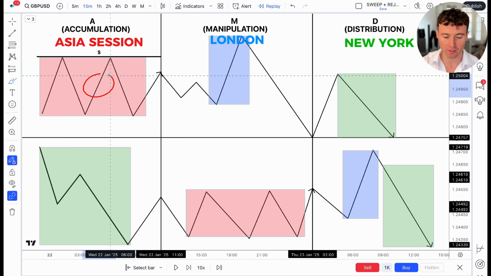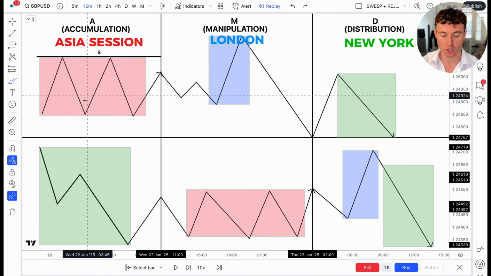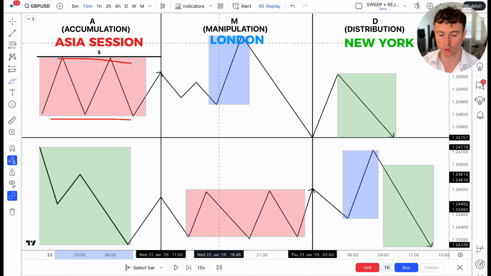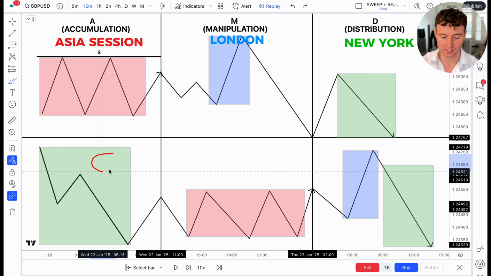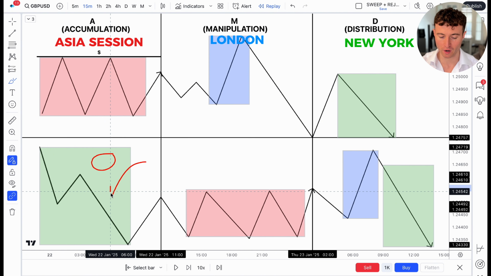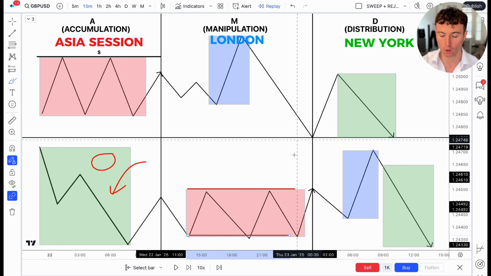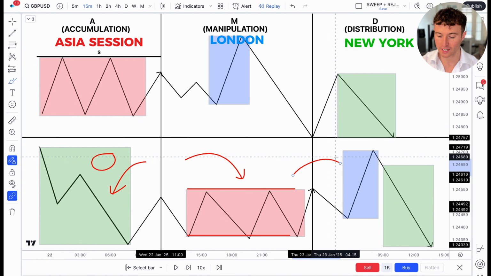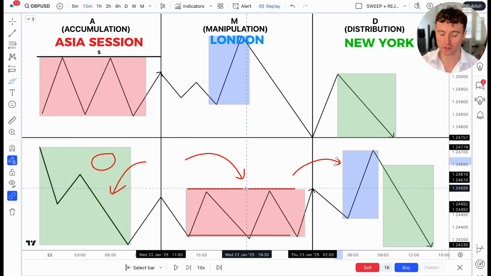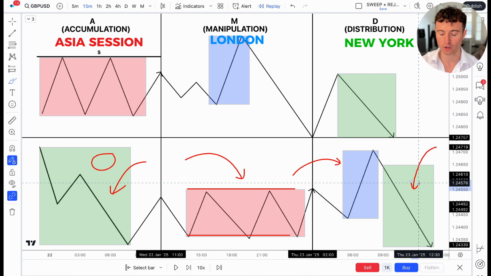So by simply looking at the Asian session, we can then predict future price movements of the following sessions. And if Asia consolidates, we expect London to manipulate, and therefore New York to distribute in price. So if the Asia session distributes in price, we then expect the following session, which is the London session, to accumulate, like so. And therefore we expect the New York session to actually manipulate the London session accumulation, and then we expect distribution during the New York session.